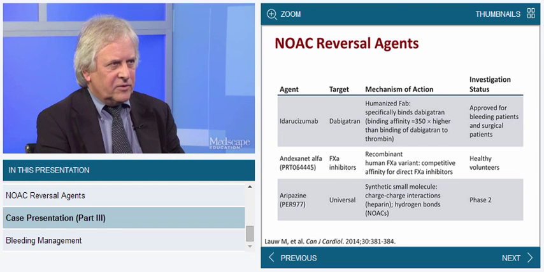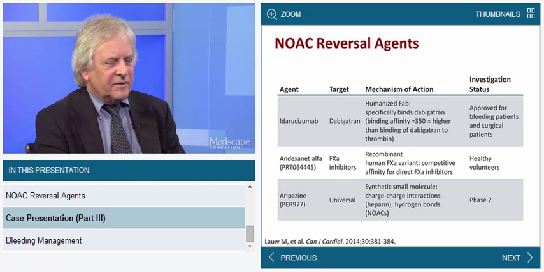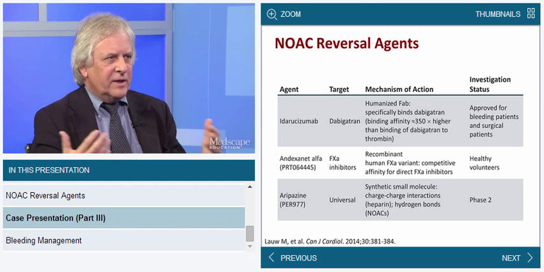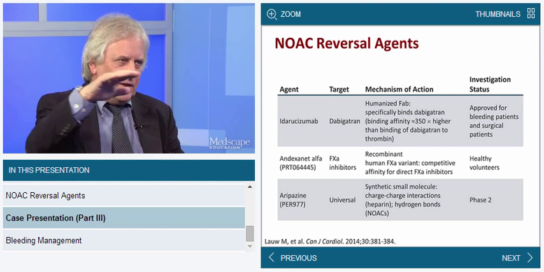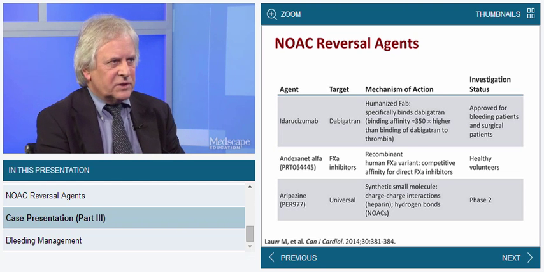One is idarucizumab, which is a monoclonal antibody which neutralizes the dabigatran, and it normalizes the coagulation system within 5 to 10 minutes. And the other one is andexanet, which works on all of the 10A inhibitors, and in a similar way, it basically normalizes the coagulation system within 10 minutes. It has to be given as a bolus and then as a continuous infusion.